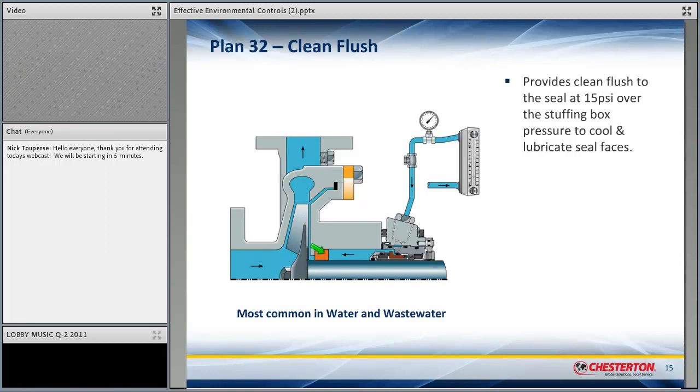Once again, we're trying to generate a back pressure within the stuffing box, and we're changing the game. We're not trying to seal the pump fluid anymore. We're introducing flow into the stuffing box with the clean fluid, and essentially what we're doing is we're now sealing the clean fluid as opposed to the pump product, which could have solids entrained within it.